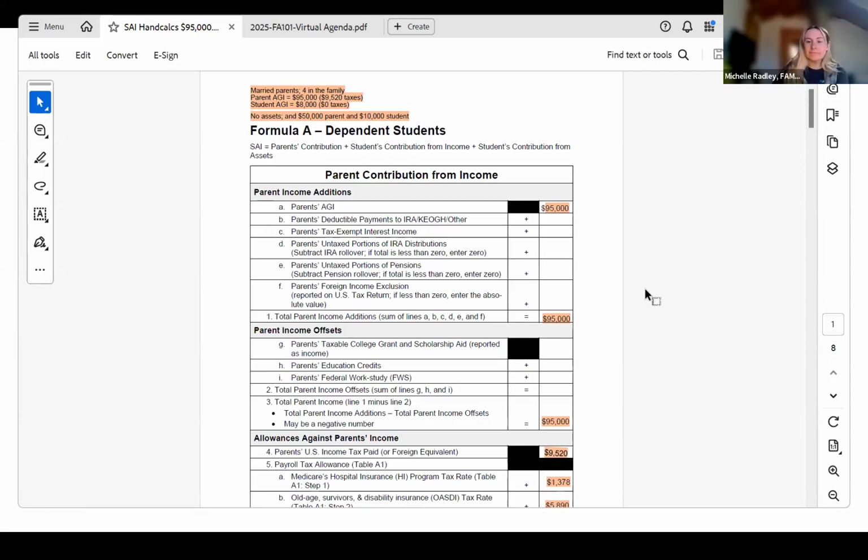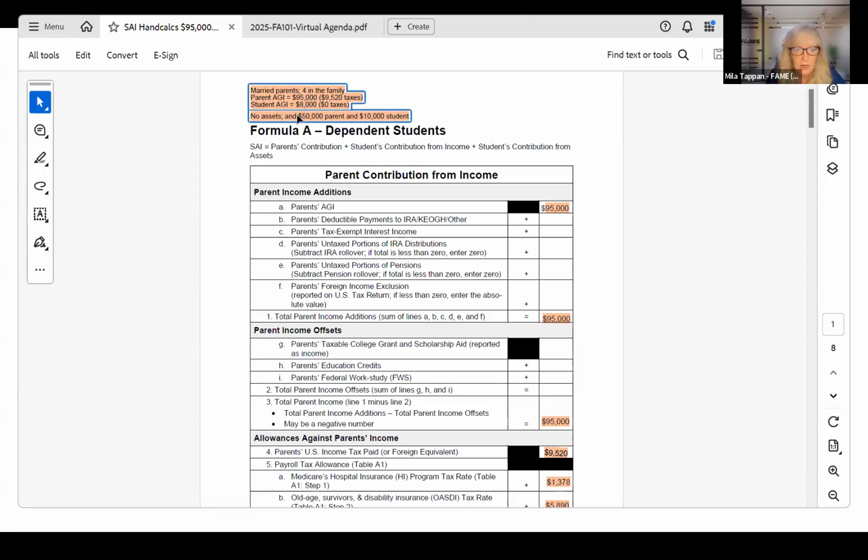Okay, super. So what we're going to do for the next couple of minutes is walk through a scenario. You can see up here the scenario that I just outlined. Family of four, this is their income, taxes paid, and for the moment, let's assume that they have no assets.